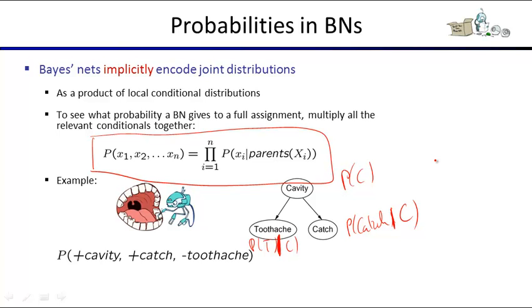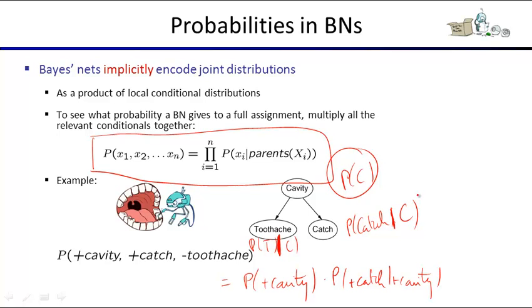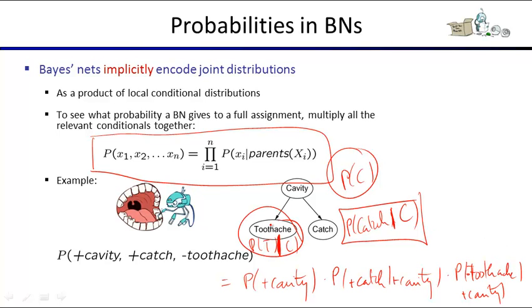So if we want this particular entry here, this will be equal to the probability of plus cavity, which we read out of here, times the probability of plus catch given plus cavity, which we'll read out of here, times the probability of minus toothache given plus cavity, which we will read out of this one here. So that's how it works. For any joint instantiation, you can compute its probability by multiplying the corresponding entries together.